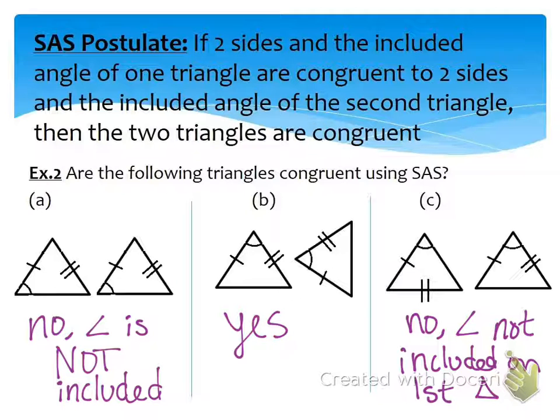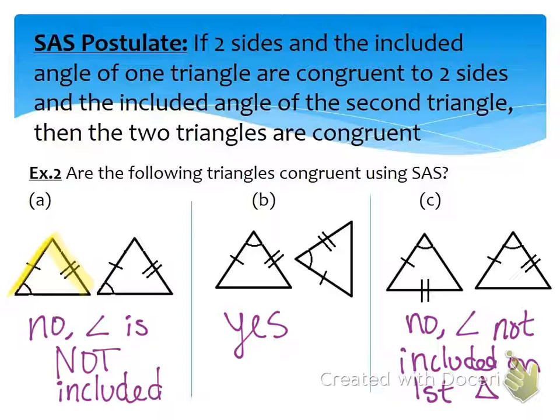Questions about what it means to be included? Ari, do you have a question? So one way to do it would be to highlight the sides that they're using, like we did on the last one. So if I highlight these two sides that they marked for me, is the angle that I highlighted the one that they marked? No, so it's not included. Does that make sense? Yeah. Okay, so if it helps to trace over them, you can do that.